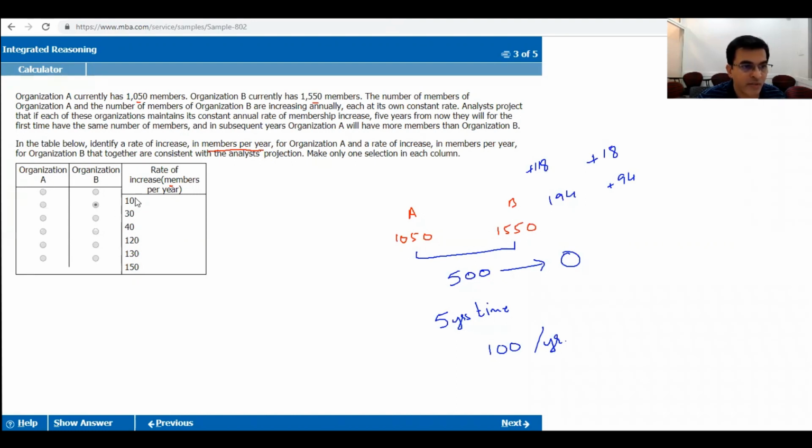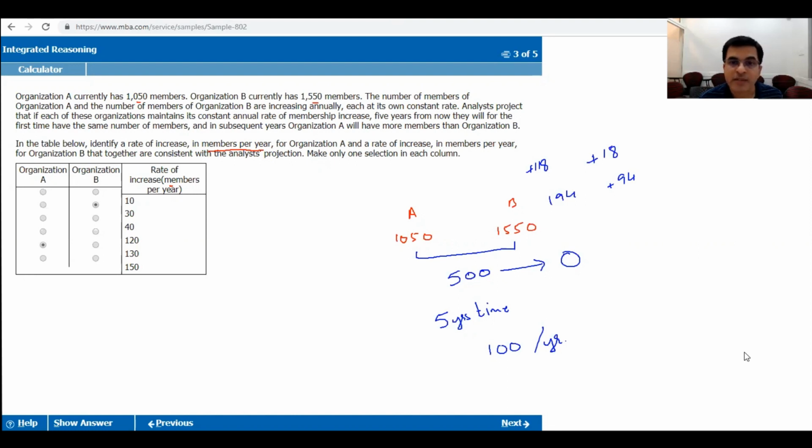This is where it is. This is shifted down by 1. And A will add 130, the second last. When this happens, the gap is exactly 100, which means A has gained 100 over B. And this way, in 5 years, A will gain 500 over B and bridge the gap down to 0. So this was the correct combo.